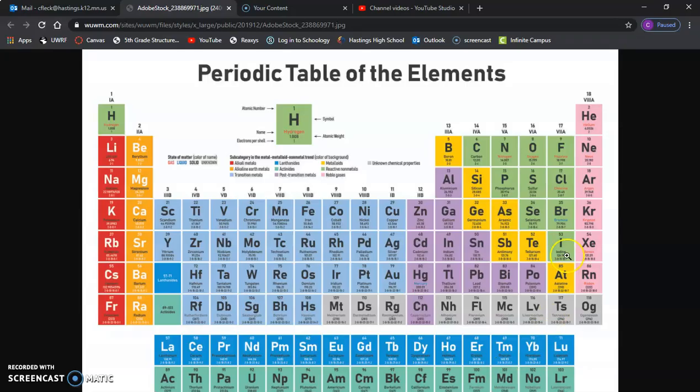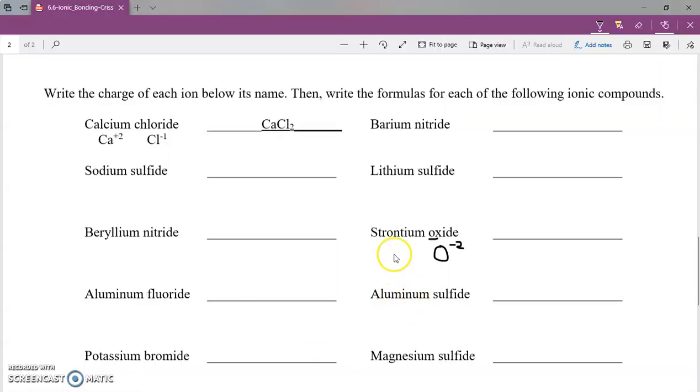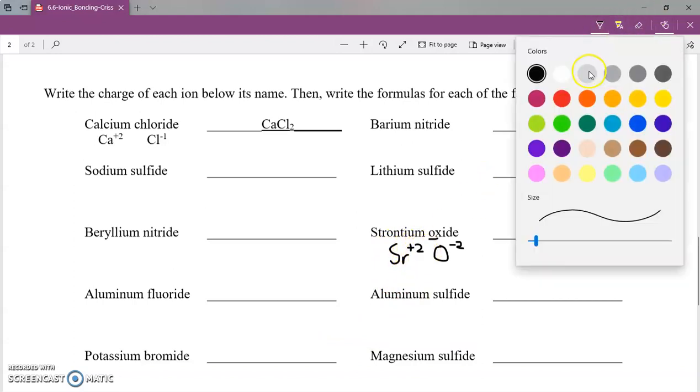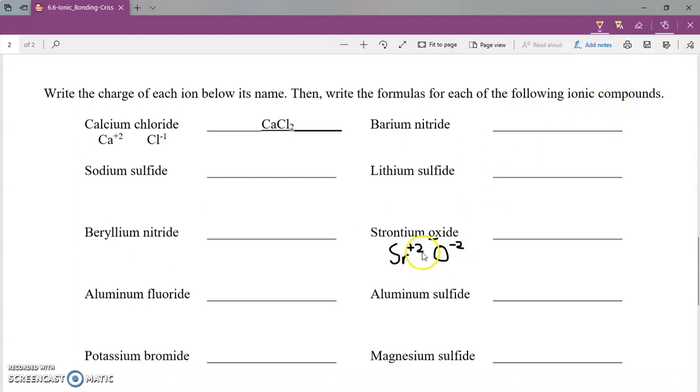The reason why, again, is because it's in group 6 and it needs 2 more electrons. Getting 2 more electrons gives us a -2 charge. Strontium is way over here, group 2. Group 2 is going to lose those 2 electrons and it's going to have a positive charge. Now, we can do the crisscross method. We cross the numbers down, leave the charges up, and we find we're at Sr2O2.